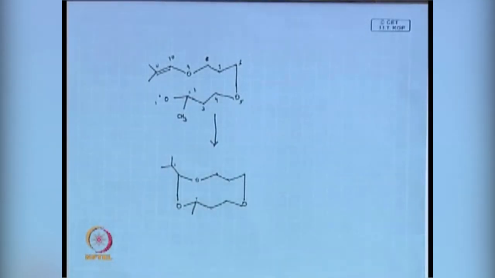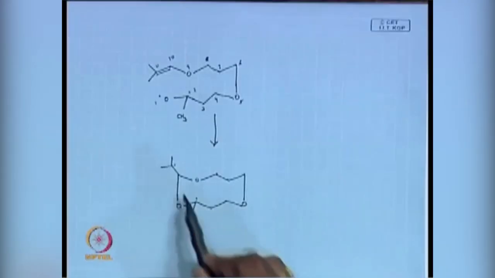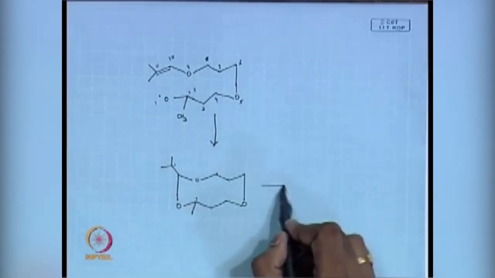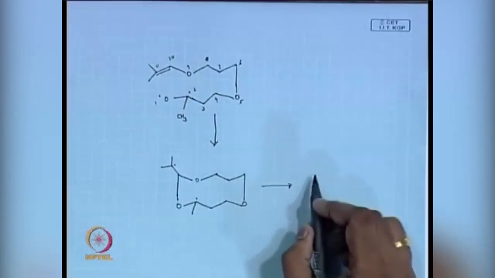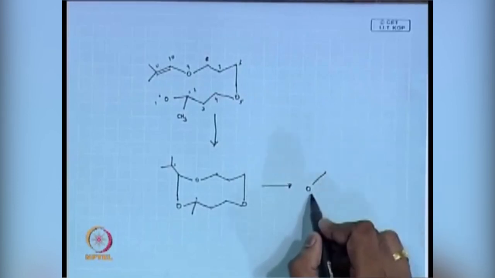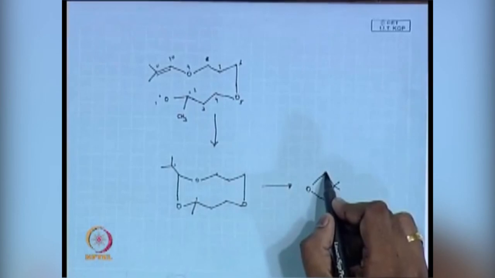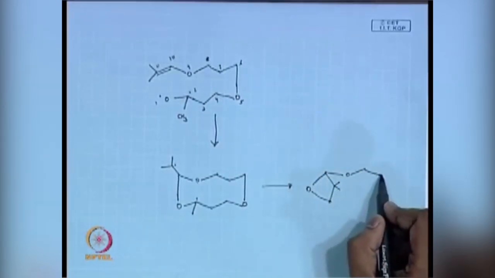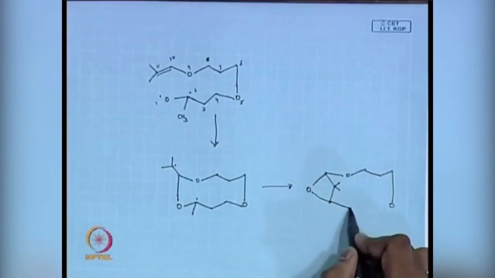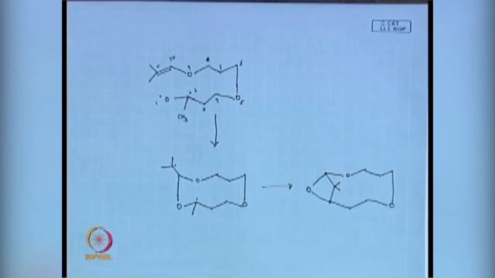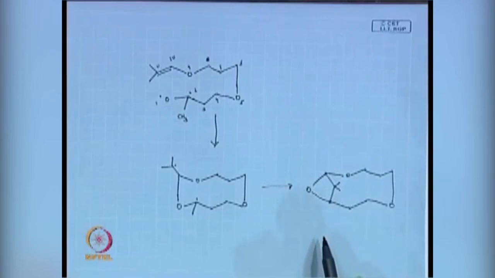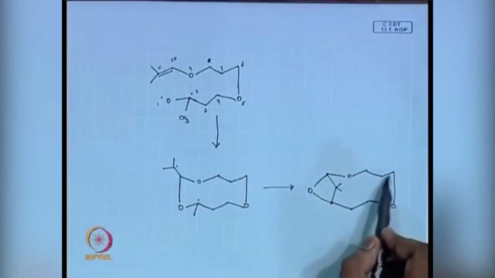And I get a radical. Now, what happens? You know that this radical should combine with this radical, right? So just draw it. I get a type of strained one. Okay. Now what happens? Any idea? Can I isolate this product, this type of products? So it's 1, 2, 3, 4, 5, 6, 7, 8, 9, 10.